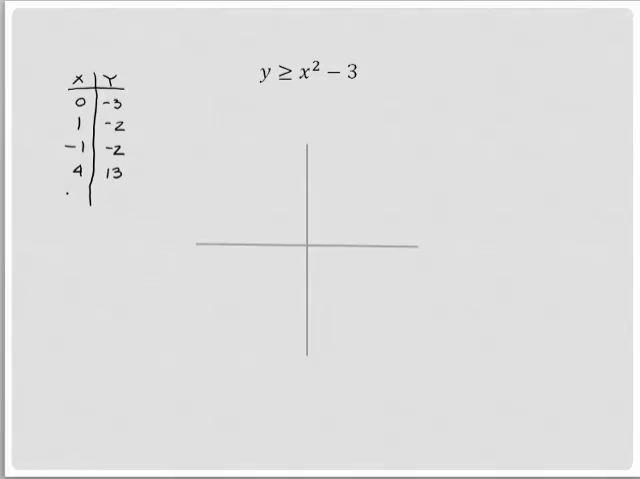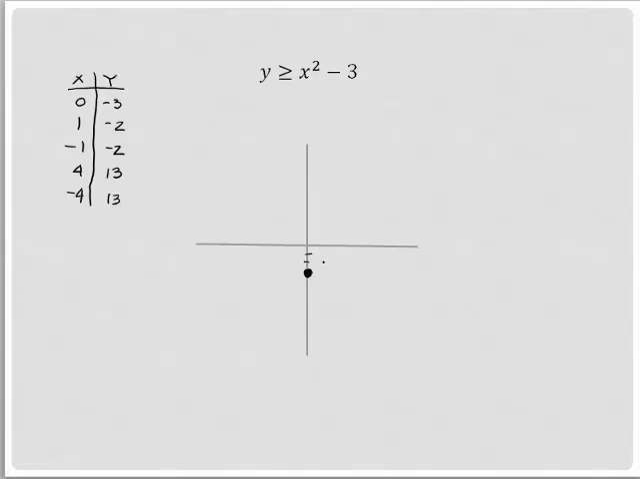Alright, let's just test this out. How about -4? Look at that. 13 again. There's our pattern that we were hoping to see develop. So we've got 1, 2, 3. That's our vertex. X is 0, y is -3. Let's see. We're going to go x is 1, y is -2.